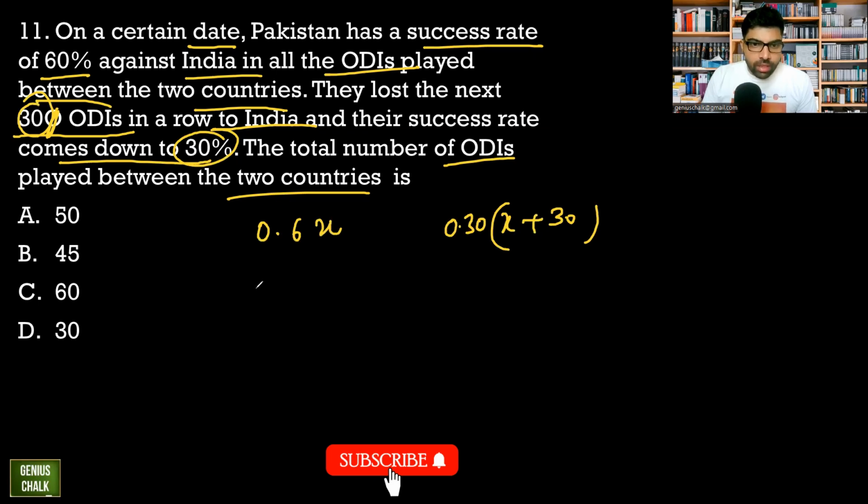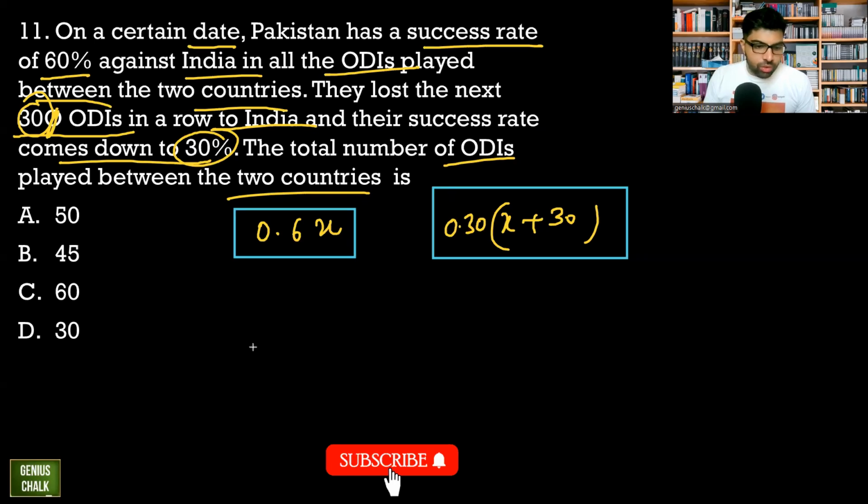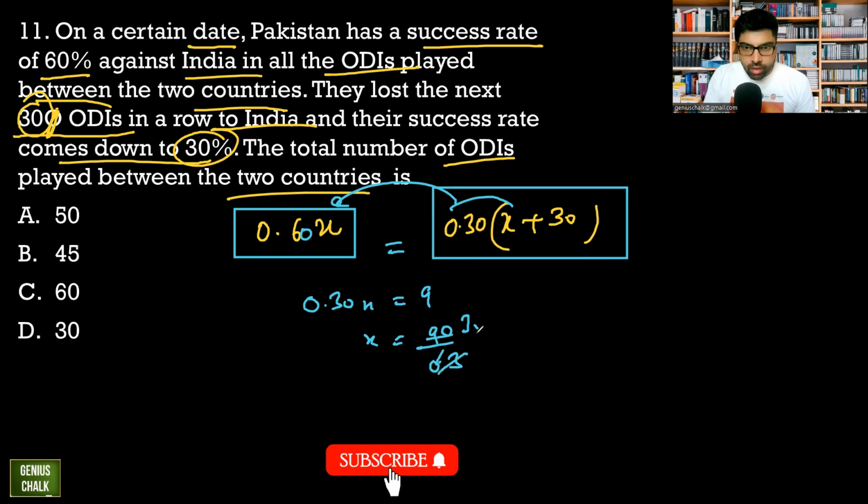Now you see the number of matches won by Pakistan has not changed, right? So the total number of matches they had a success rate of this, and now this is also the total number of matches. So we can equate them. This is 0.60x. If you multiply, this is 0.30x, it will go to this side. So 0.30x is going to be equal to 0.3 into 0.3, so this has to be 9. So x has to be 9 by 0.3. This becomes 30. So 30 matches is the value of x.